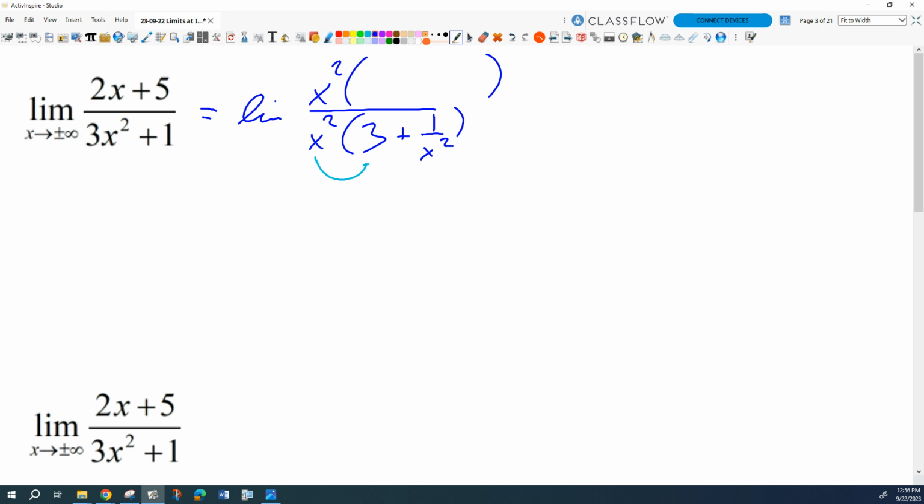You can kind of see here that to get the 3 plus 1 over x, all I really did was just divide each of those by x squared. When I factor out something, I'm dividing it away. So 3x squared over x squared gave me my 3. 1 over x squared gave me my 1 over x squared. So it'd be 2 over x, wouldn't it? Because 2x over x squared is 2 over x. And then here I'd get 5 over x squared.